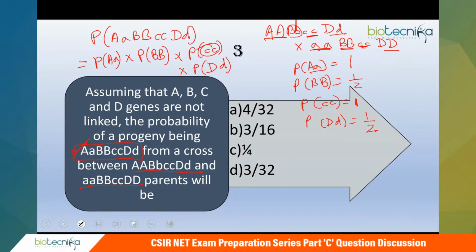So you substitute the values. The probability of this genotype in the next generation will come as 1/4. All these values get multiplied. So 1/2 multiplied by 1/2 will be 1/4. The answer is option C. Okay, understood, everybody?